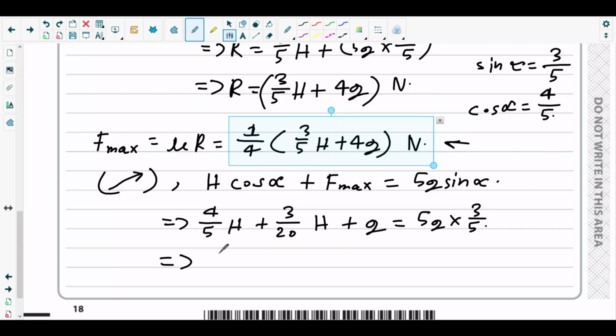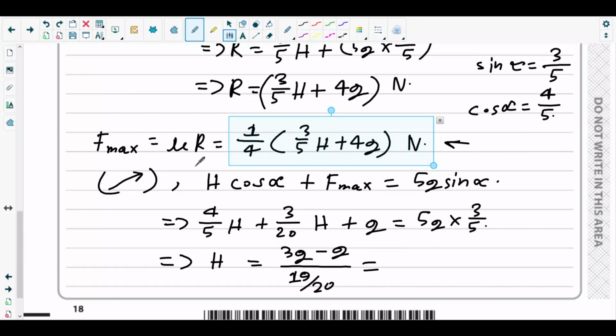This equals 5g sine alpha, so 5g times 3 over 5. We need the value for h, so take h common. If you take h common, you get 5g times 3 over 5, that is 3g, minus g, divided by 4 over 5 plus 3 over 20. This is basically 19 over 20. So the least possible value for h would be 2 times 9.8 over 19 over 20.